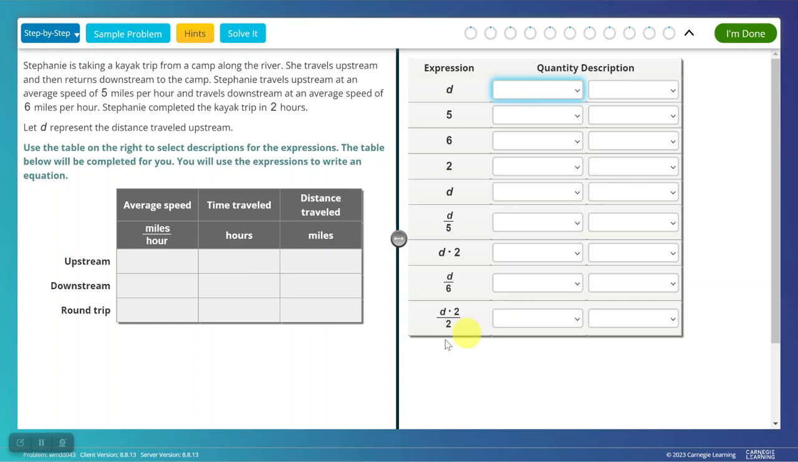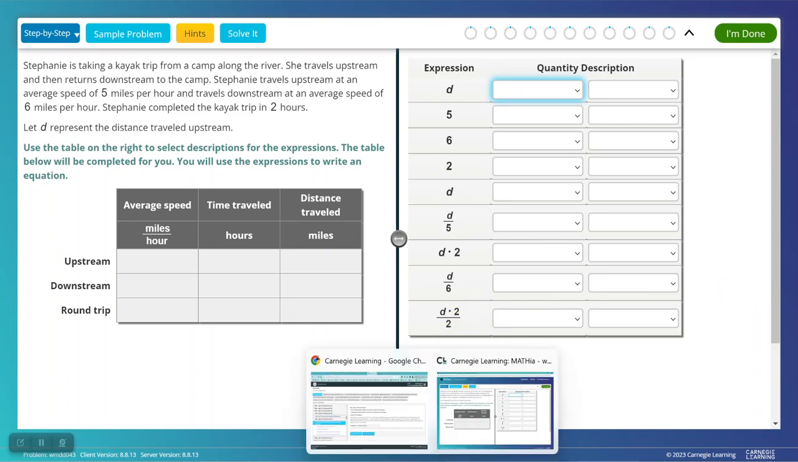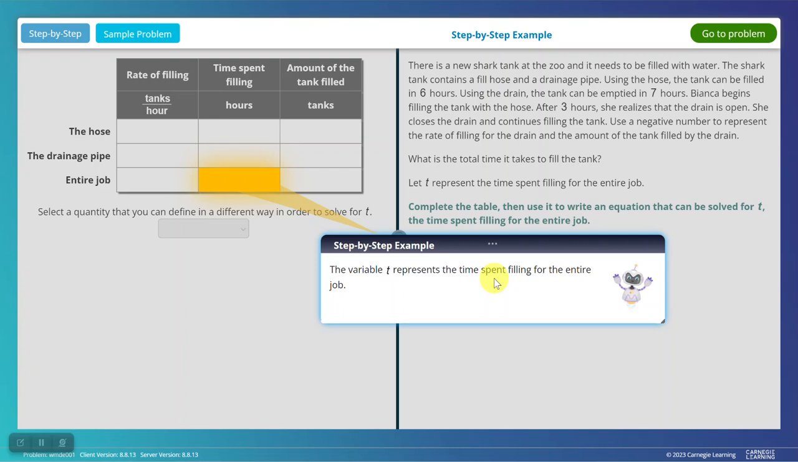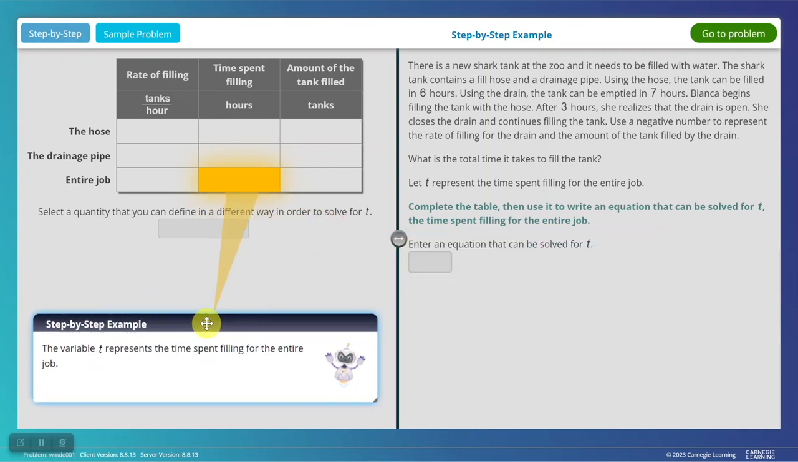Okay. This one's just the same as that one. We're going to go ahead and take a look at the next workspace. Okay. So this is the last workspace, which is modeling and solving rational functions. Okay. Before I get into filling things in, let's read the problem.